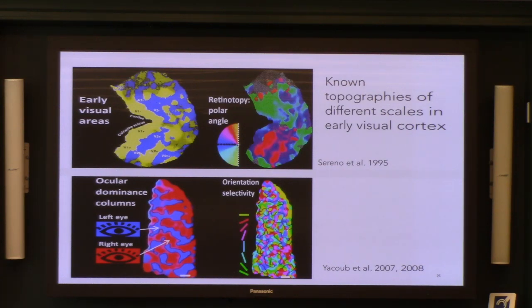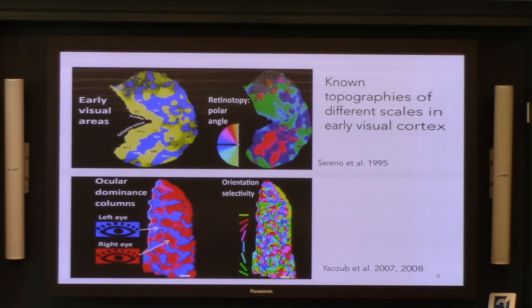And you can see within an ocular dominance column, so this red blob here outlined with black, all orientations are represented within that ocular dominance column. So we have a single spatial cycle of retinotopy, finer spatial frequencies of ocular dominance, and even finer spatial frequencies of orientation selectivity. And they're all superimposed or multiplexed with each other.